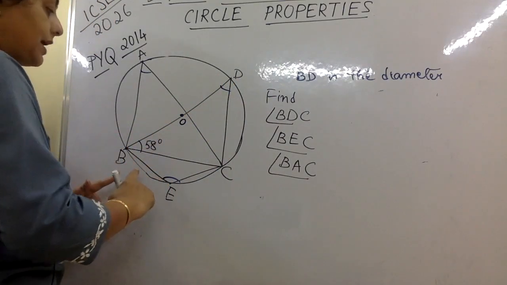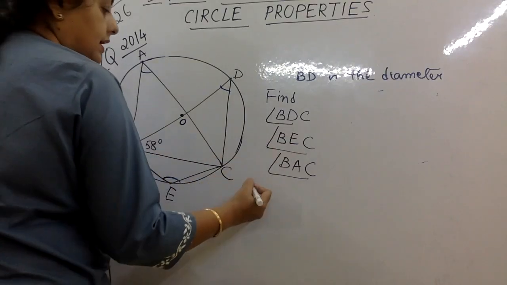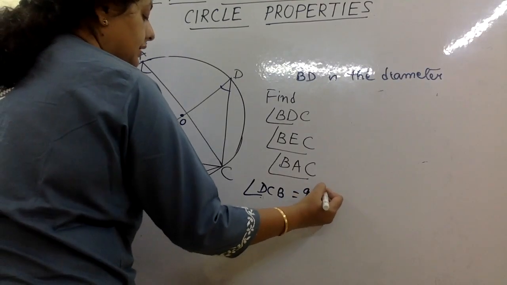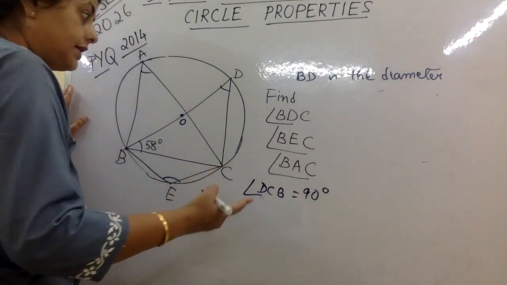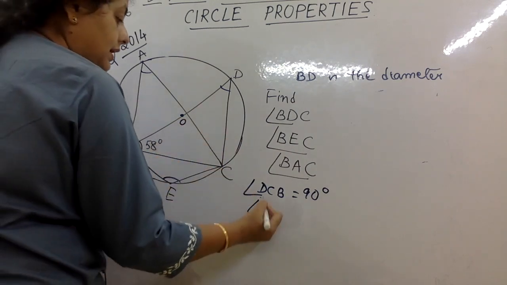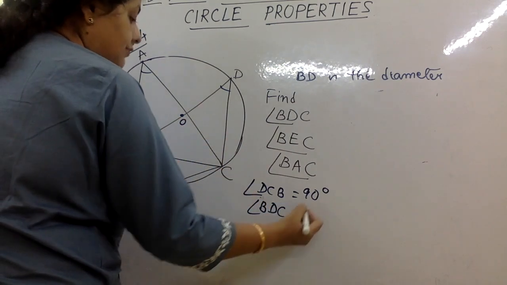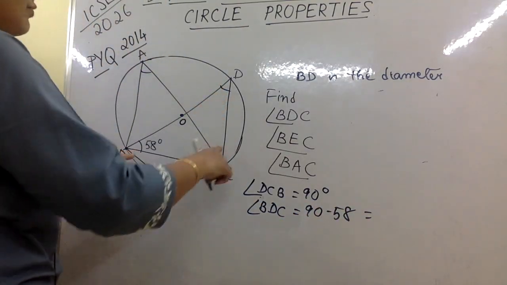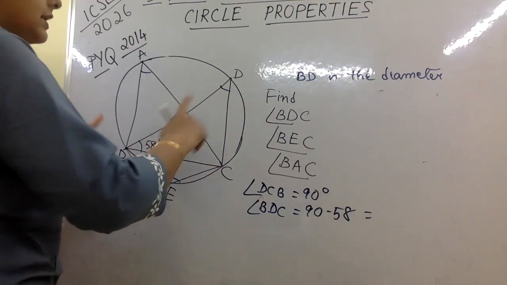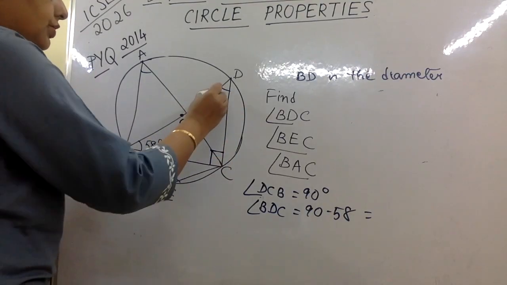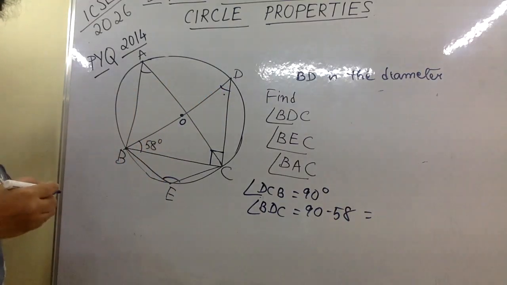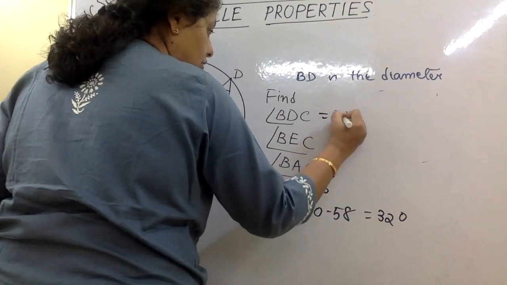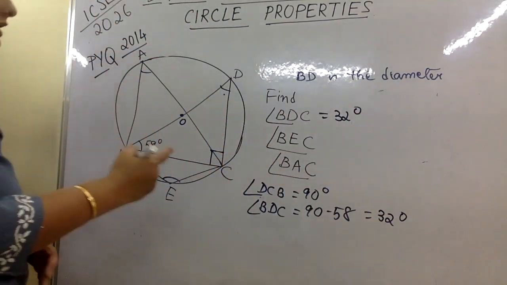So immediately what happens? Angle DCB is equal to 90 degree. Angle BDC is equal to 90 minus 58. Why? Because the total is 180. This plus this plus this is 180. This is 90, so this one is 90 minus 58, which is equal to 32 degrees. So the first answer is got. BDC is 32 degrees.